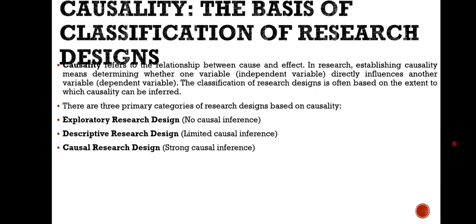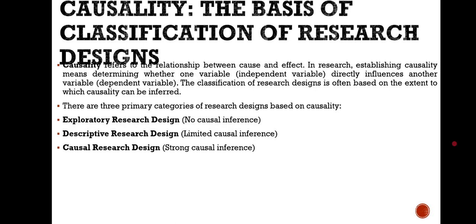So basically, you can take an example of sales. Sales is the dependent variable, and sales totally depends on the advertising. Okay. So there are three primary categories of research design based on causality.